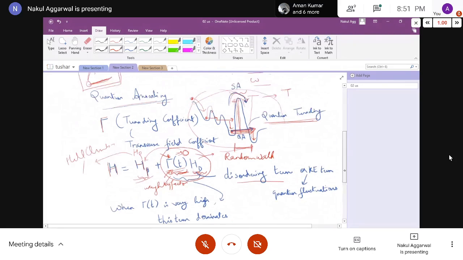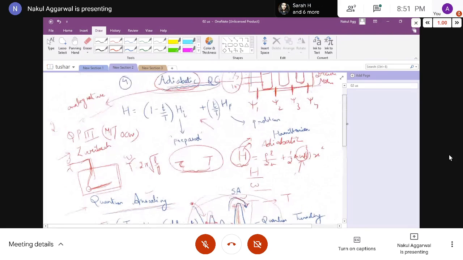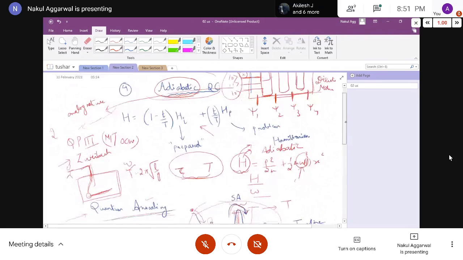But overall, we cannot say as of now whether quantum annealing is better than simulated annealing. In some applications, quantum annealing has worked at par with simulated annealing. In some applications, and that too in very few cases, it has worked better than simulated annealing. People are still trying to explore. It is a very new research area, and people are still trying to explore whether this works better or not.